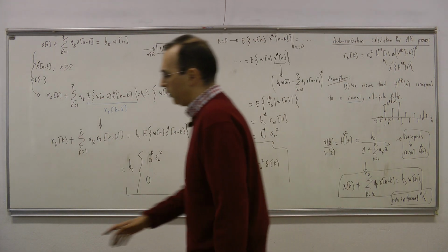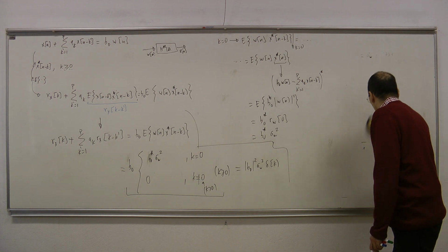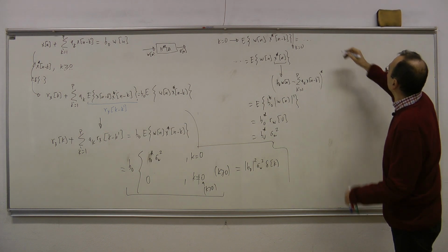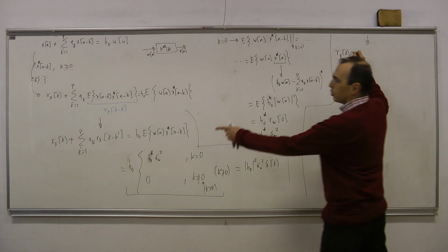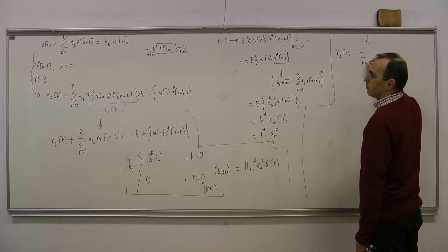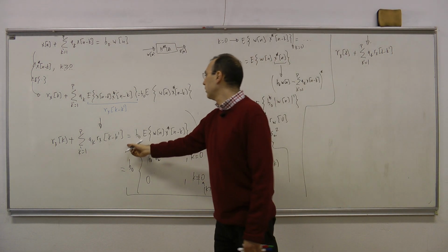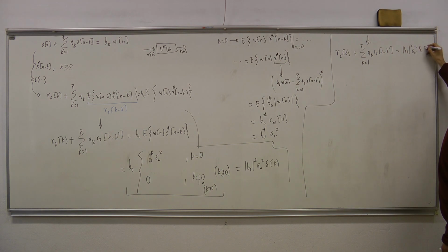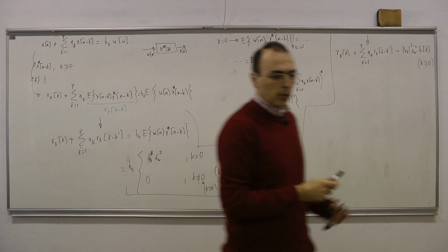So let me write this. Then Rx of K, plus the sum over K prime from 1 to P of a_K' Rx of K minus K prime, okay, is equal to B0 magnitude square sigma W square delta K. But please remember that we have derived this with this assumption. K is greater than or equal to 0. Okay, so we will continue from this point on after a break.